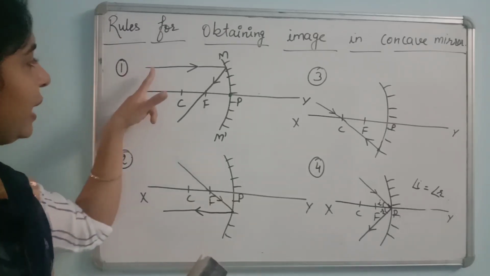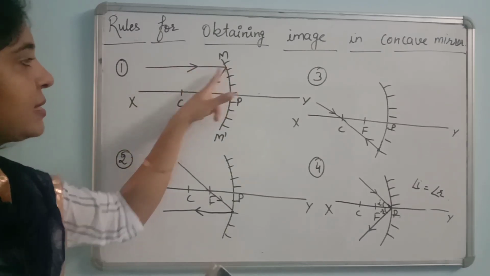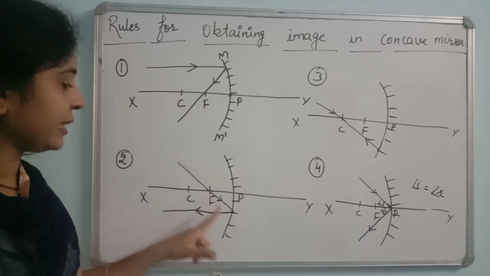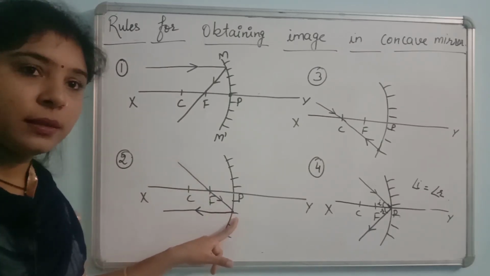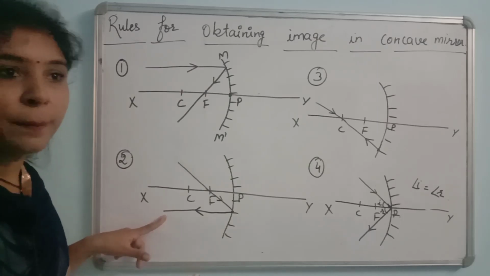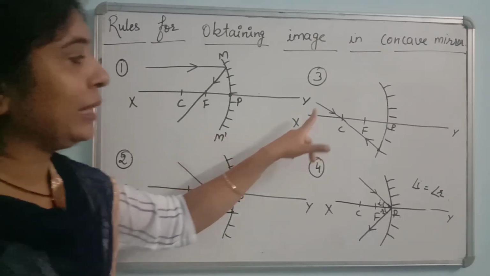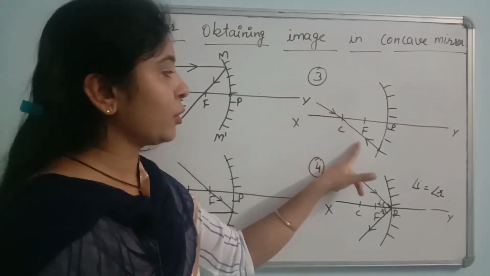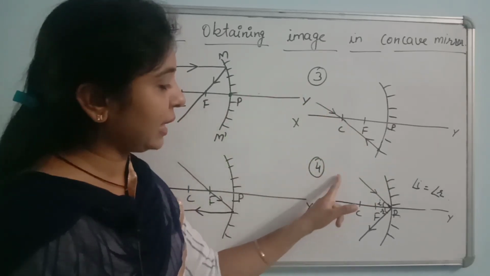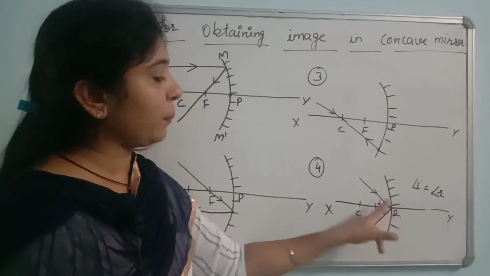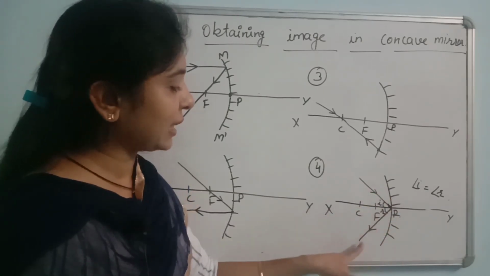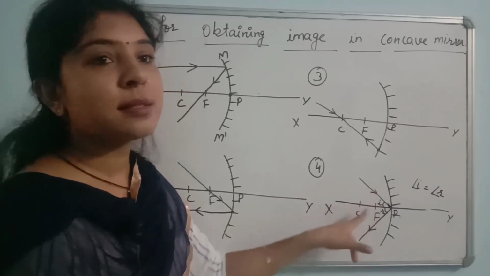Means if any light ray comes parallel to the principal axis then it will pass from the focus after reflection, and if any light ray is coming from the principal focus then it will reflect parallel to the principal axis, and if any light ray is incident from the center of curvature then it will reflect in the same direction, and if any light ray is incident on the pole at any angle of incidence then that will be reflected from the pole at the same angle.